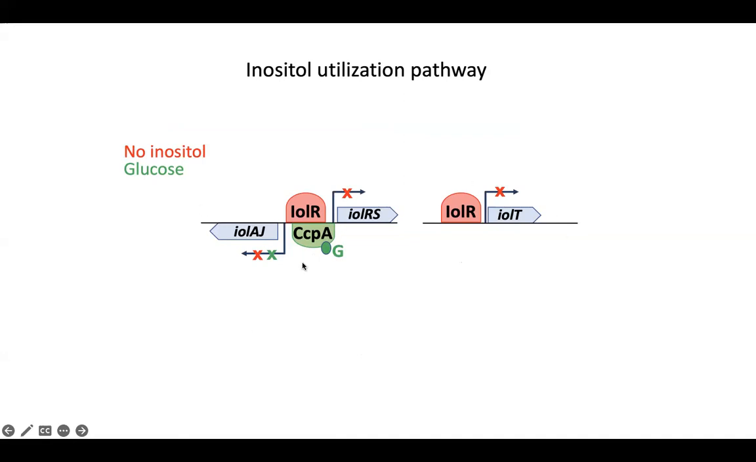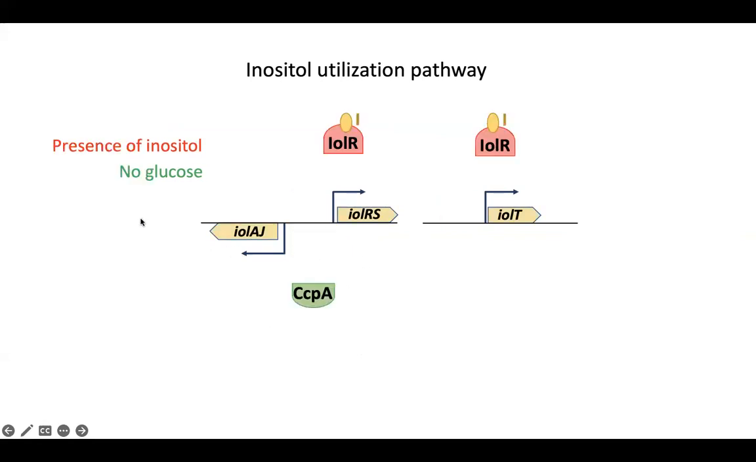But the regulation here is twofold. There is an ILR repressor that represses actually all of those, right? But it's interesting that ILAJ and ILRS point into opposite directions, and ILR can just land between them, and it's bidirectional actually. But there's also a glucose repression where CCPA, when it's bound to abundant glucose, also represses specifically ILAJ.